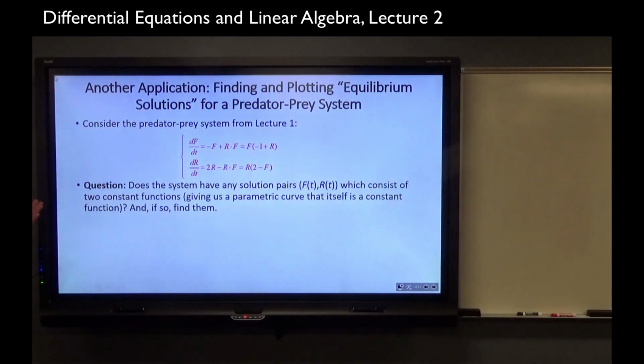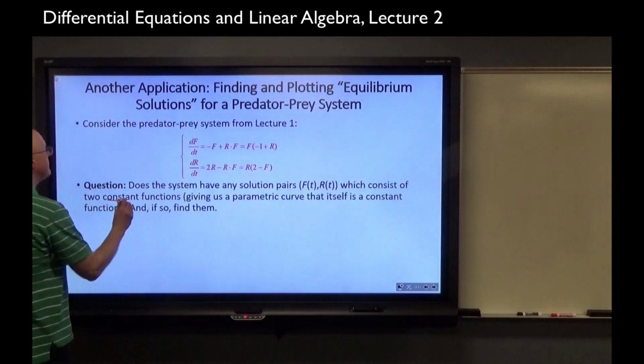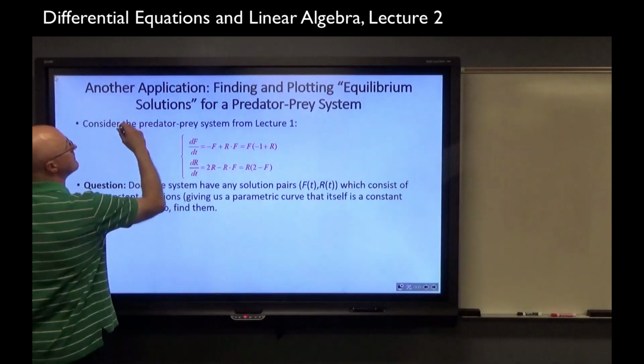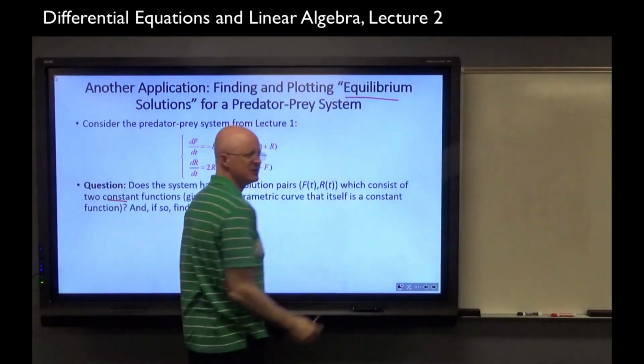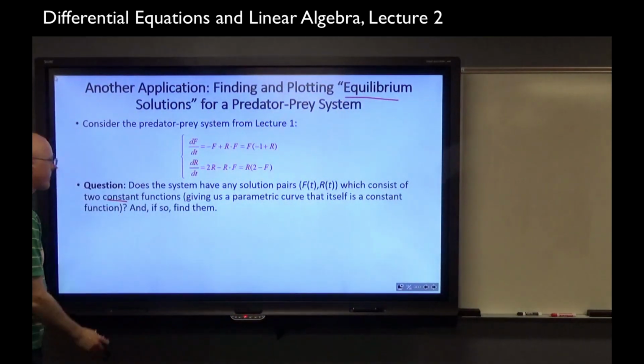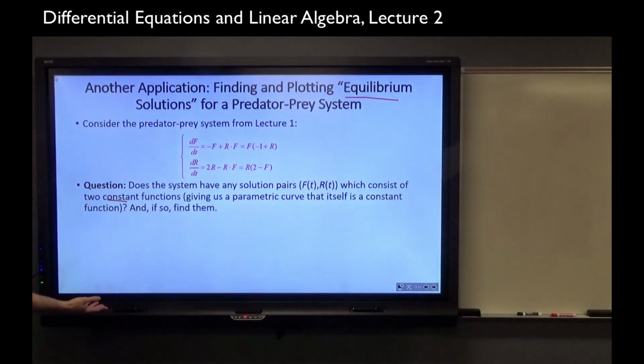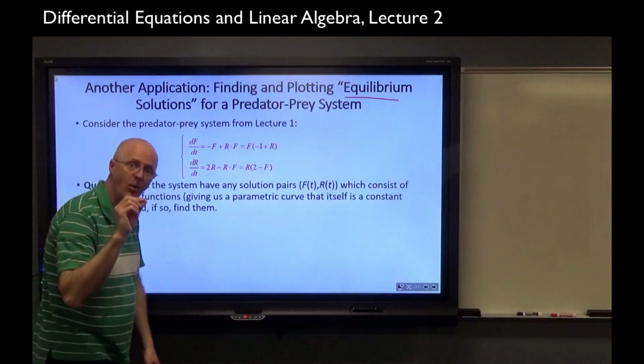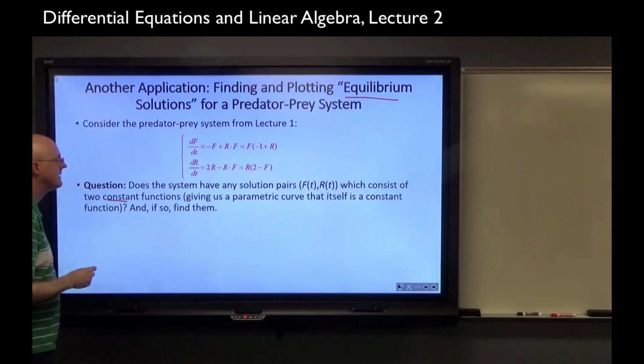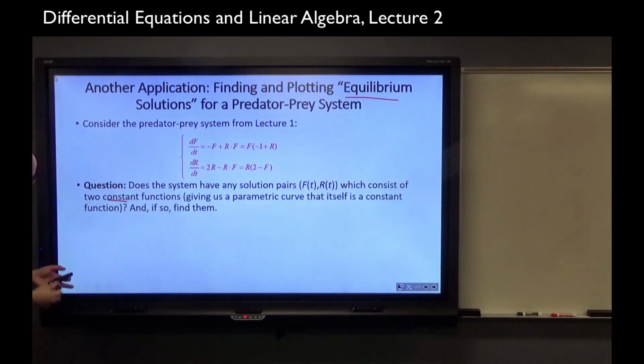Solutions which consist of two constant functions. Constant is what I mean by equilibrium. I can also use the word static, as I did before. That's going to give us a parametric curve that itself is a constant function, and graphically it's just a point in the phase plane. If so, find them. How do you do that?